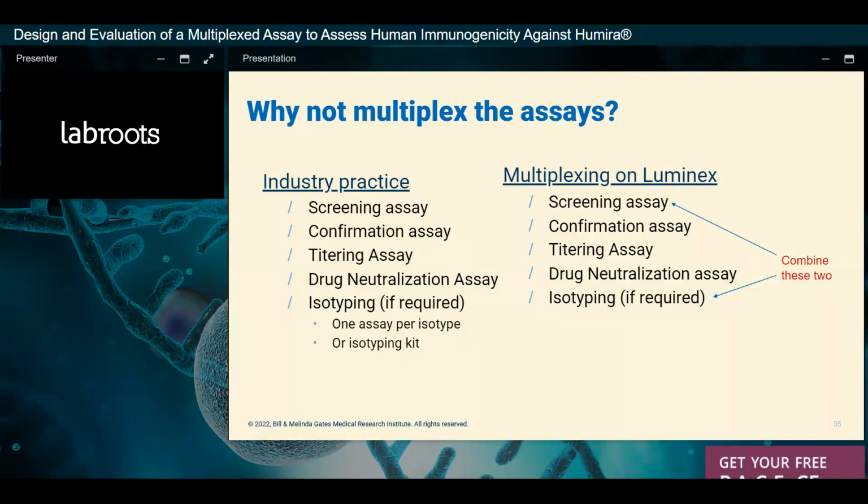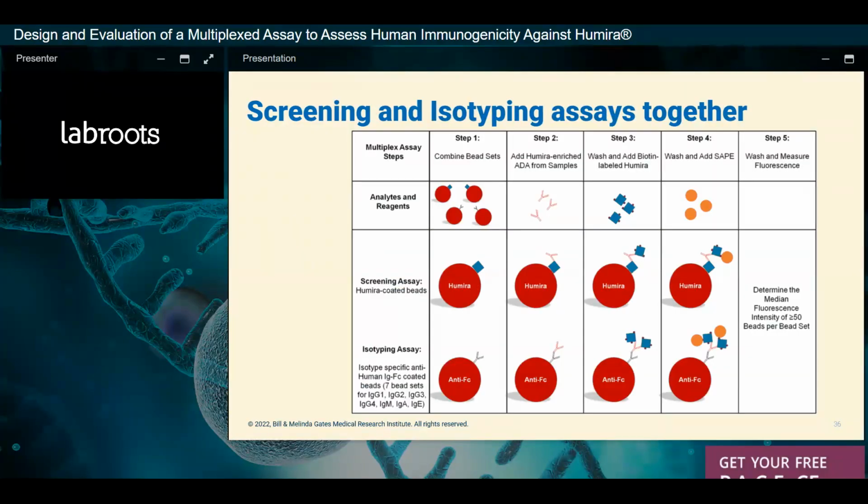So we decided to combine the screening assay and also isotype any detected anti-drug antibodies in our screening assay. We can tell you exactly what they were. So we just put these two together in an effort to cut down on this. And the way that we did this was we took drug-coated beads, which I've talked to you about previously in the talk, and you have your isotyping bead. So you have 7 different bead sets, one for each of the different major isotypes, and you mix them together.